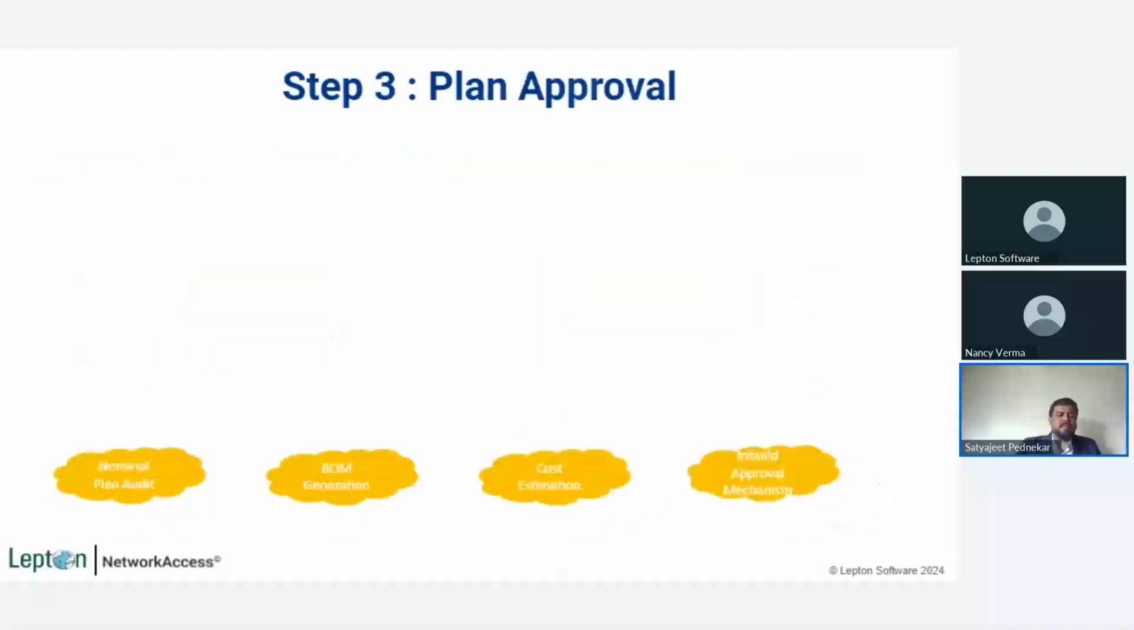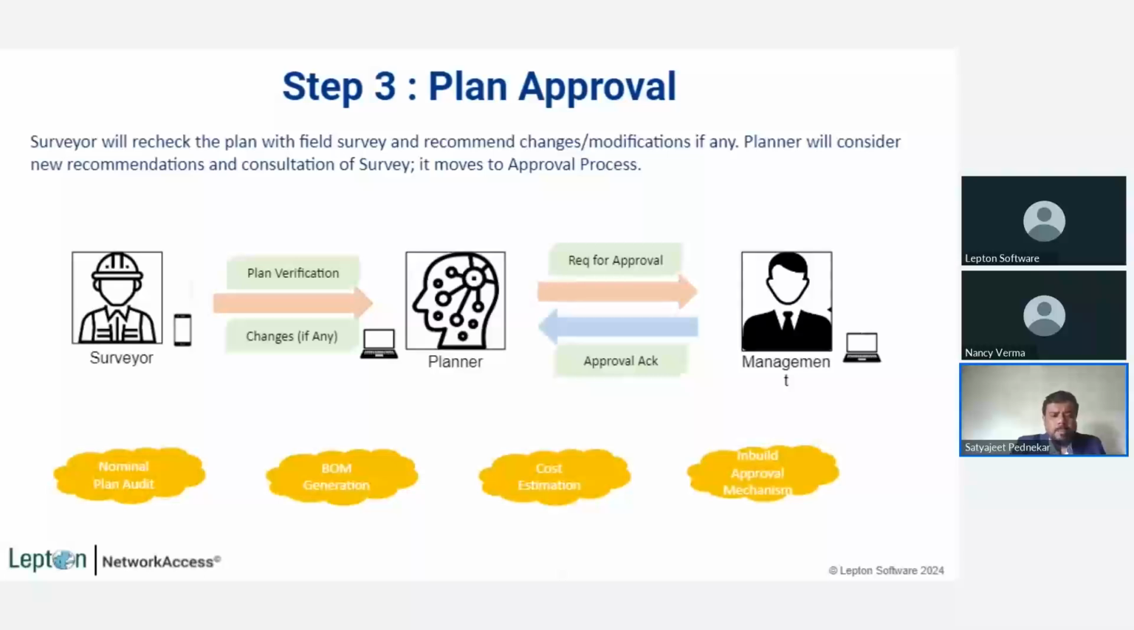Then the third stage is plan approval, because once the final plan has been done, there may be recommendations from the surveyor to make changes to the plan, and finally the plan gets finalized by the planner. On the field, the surveyor will do the final plan verification. He will recommend any changes if required. If he suggests changes, the planner will reconsider them, and he will give a request for approval from the management.